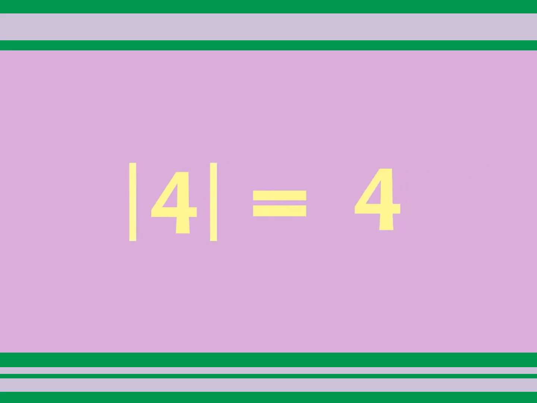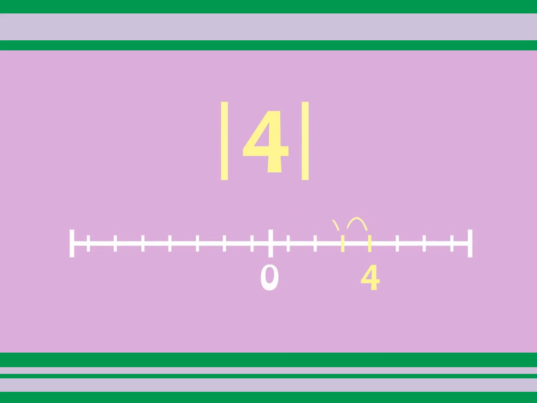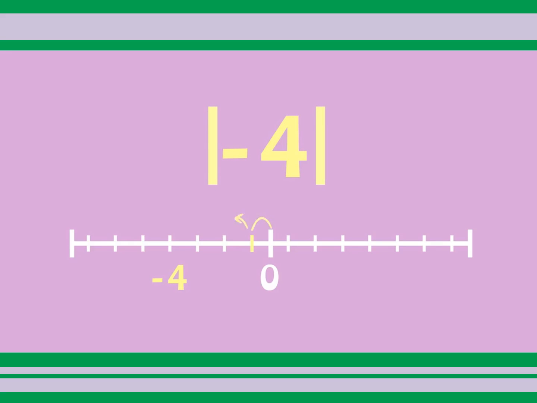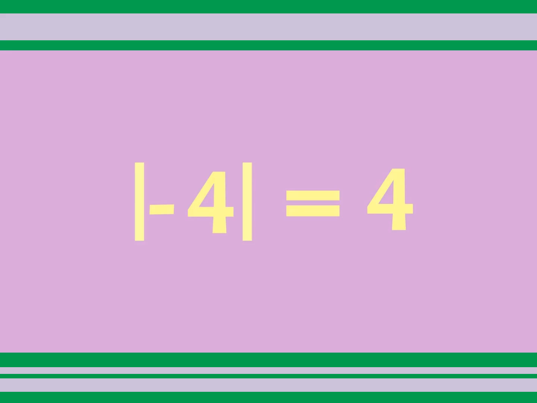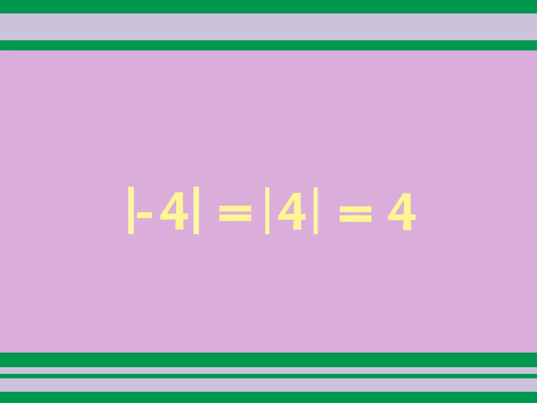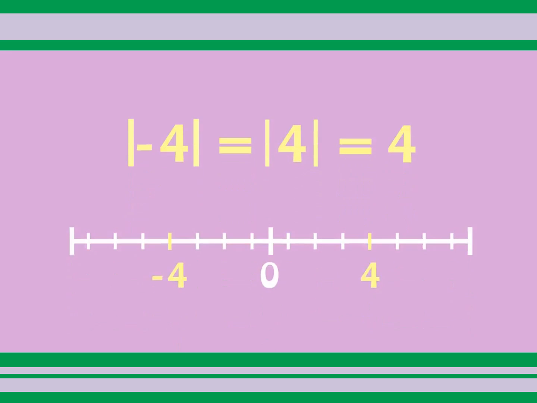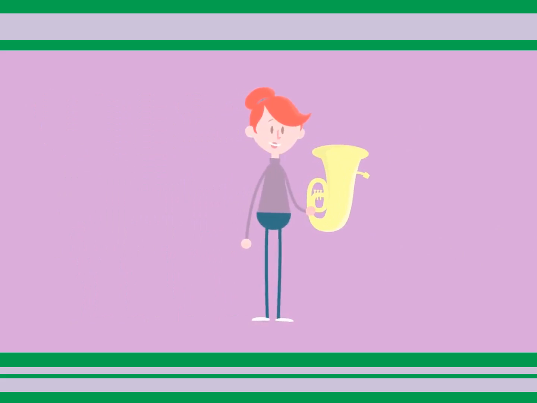The notation for absolute value is two straight lines, like this. The absolute value of 4 is 4, because 4 is 4 places from 0 on the number line. Negative 4 is also 4 places from 0 on the number line, so its absolute value is also 4. Absolute value is always a positive number because it's the distance from the other number, in this case 0, no matter the direction.